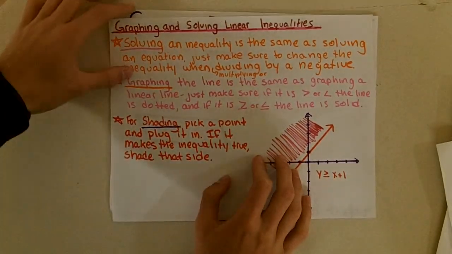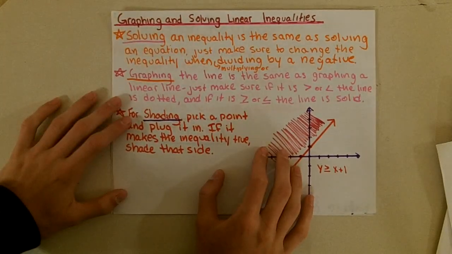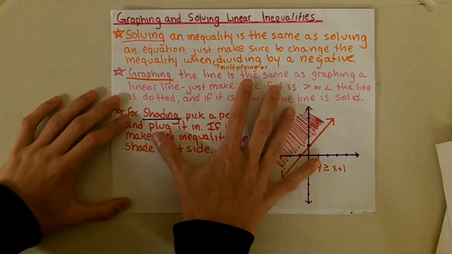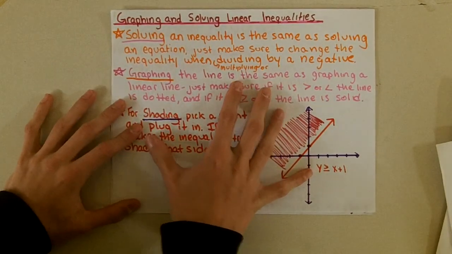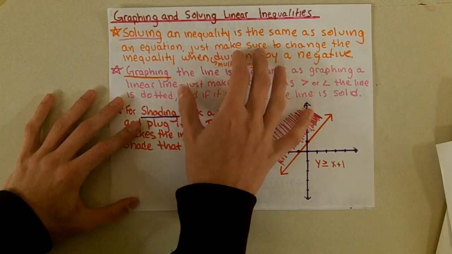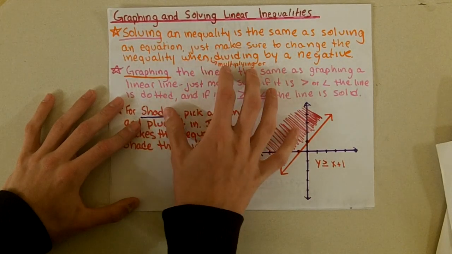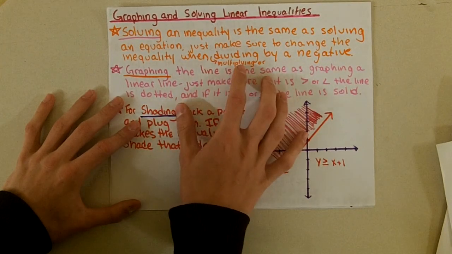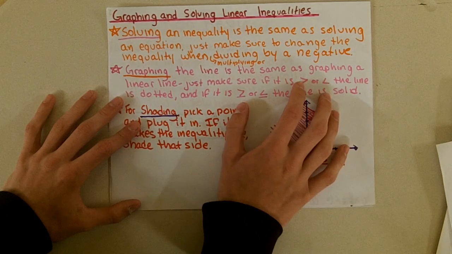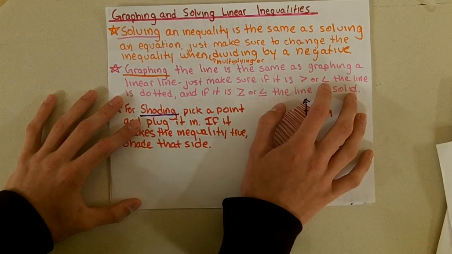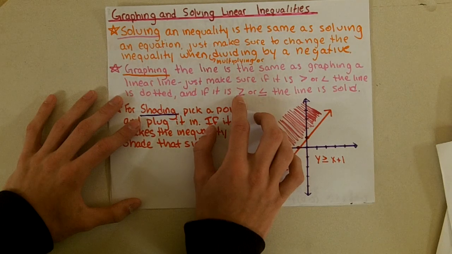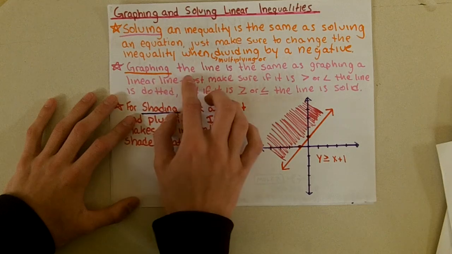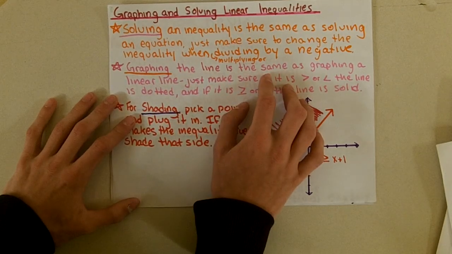Next, we're going to talk about how you solve and graph linear inequalities instead of equations. And typically, you want to do the exact same thing with a few differences. For example, when you solve, you want to solve in the exact same way that you solve an equation, except when you multiply or divide by a negative, you want to switch the sign. So if you have greater than, you want to switch it to less than. And if you have greater than or equal to, you want to switch it to less than or equal to, and vice versa.